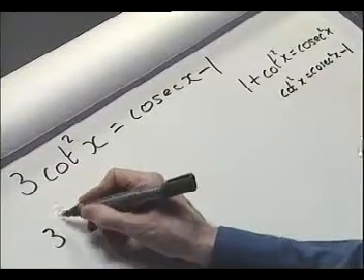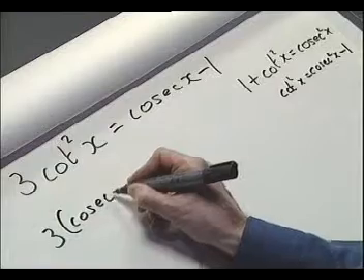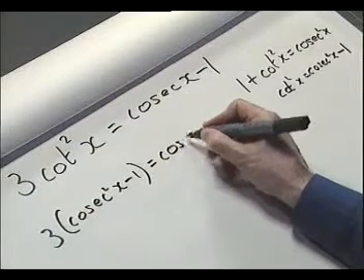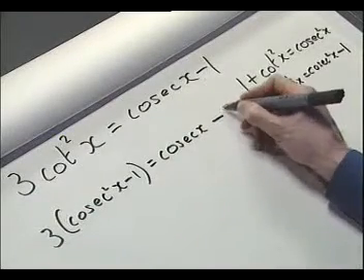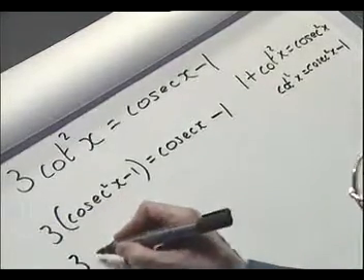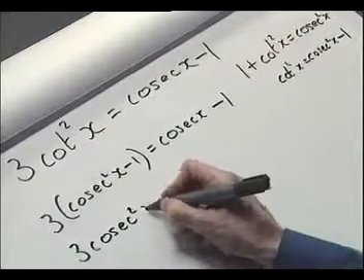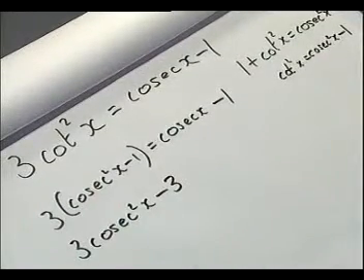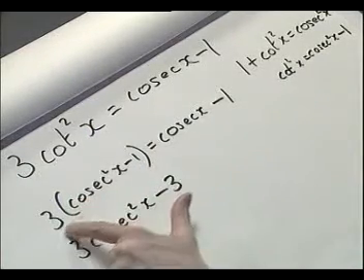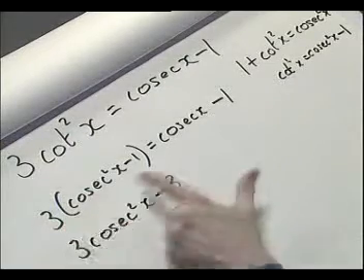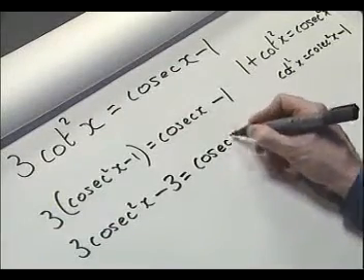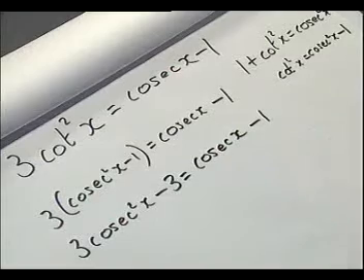So that will be 3 cosec squared x minus 1 is equal to cosec x minus 1. Multiply out the brackets. 3 cosec squared x minus 3. Don't forget, when you multiply out brackets, you must multiply everything inside the bracket by what's outside. So we've got to have the 3 times by the minus 1 there. Equals cosec x minus 1.